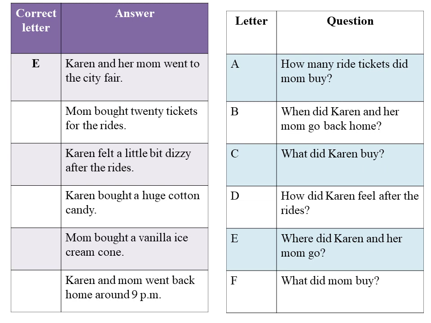Now let's move to the right side grid, the question grid. Question A. How many ride tickets did Mom buy? B. When did Karen and her mom go back home? C. What did Karen buy? D. How did Karen feel after the rides? E. Where did Karen and her mom go? Last question. F. What did Mom buy? Take your time and do it.